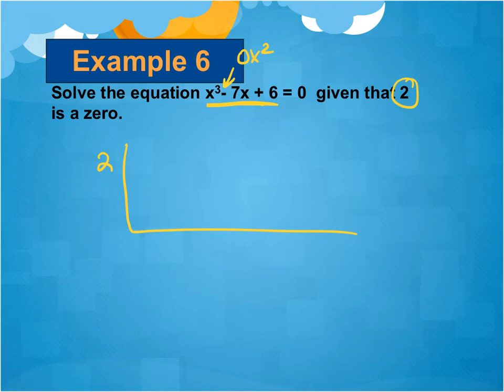Now list your coefficients. So 1, 0, negative 7, 6. Bring down the 1. Multiply it. Put it in the next column. Add it. Multiply it, put it in the next column, add it. Multiply it, put it in the next column, add it. If you don't get a 0 on this kind of question, you did something wrong, or I did a typo. Hopefully it's on you and not me. This is my remainder 0, which confirms that 2 is my factor.